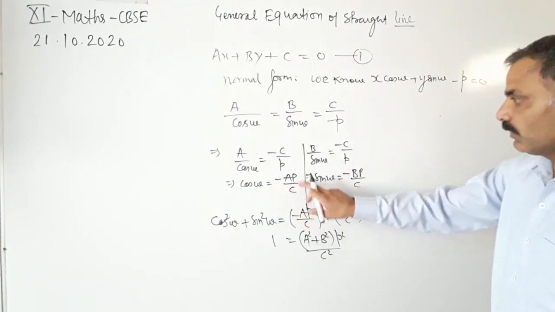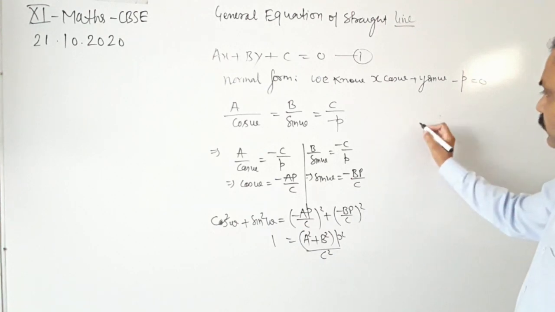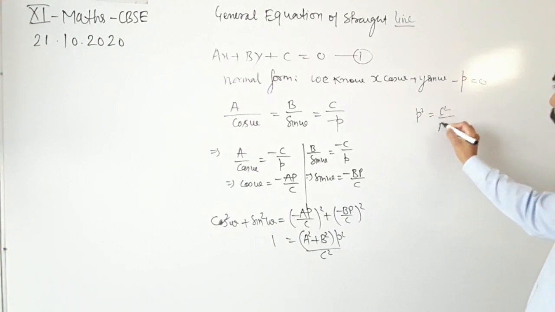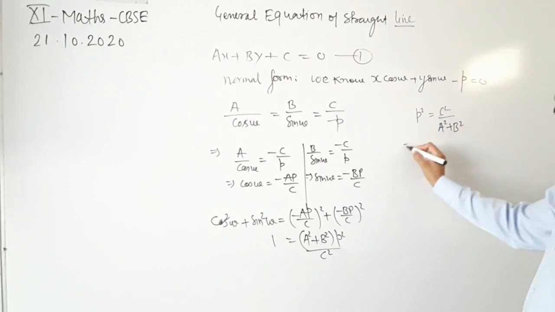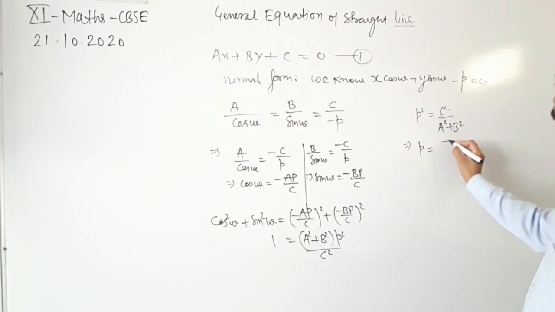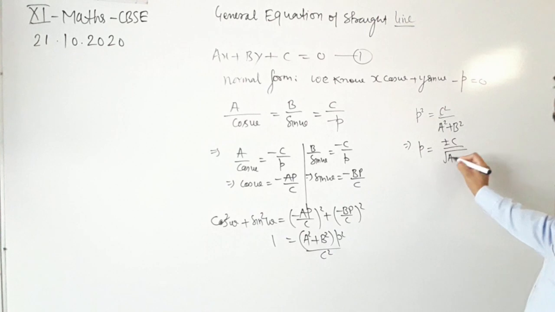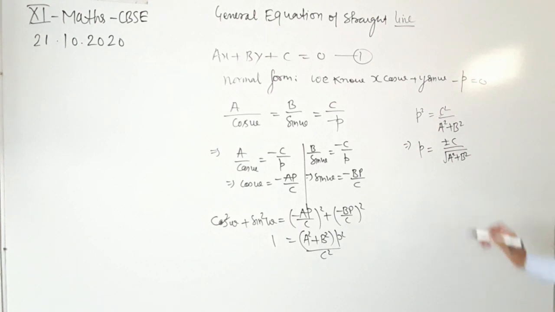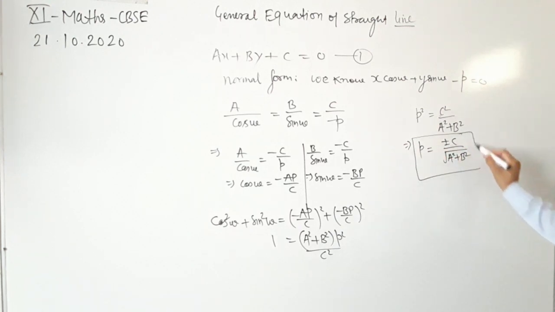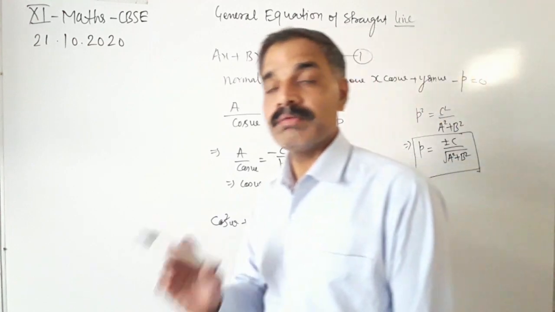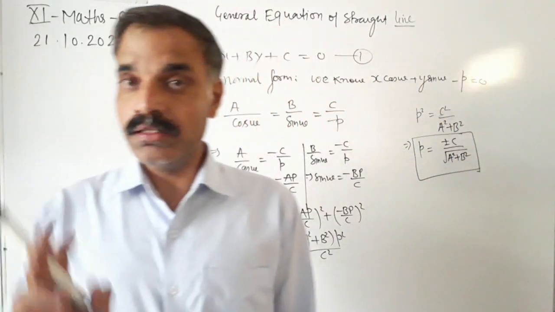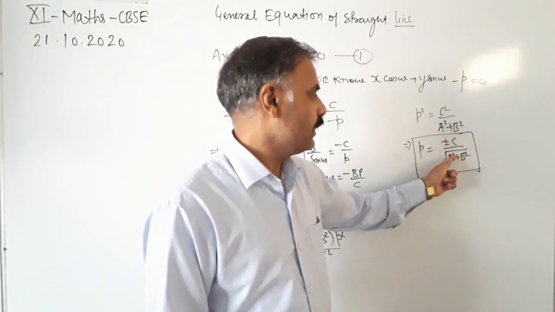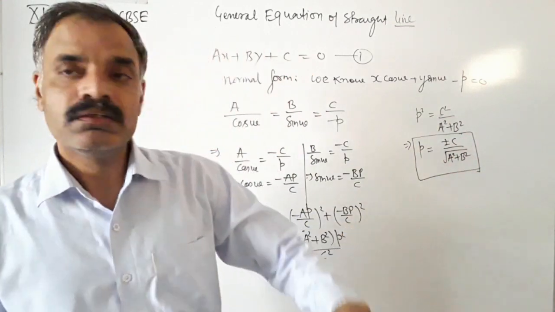So solving this, we have to find the value of p. So p square equals c square upon a square plus b square, or we can write p equals plus minus c upon under root a square plus b square. This is p. Okay, so the perpendicular distance of the line from the origin, that is p, is equal to plus minus c upon under root a square plus b square.